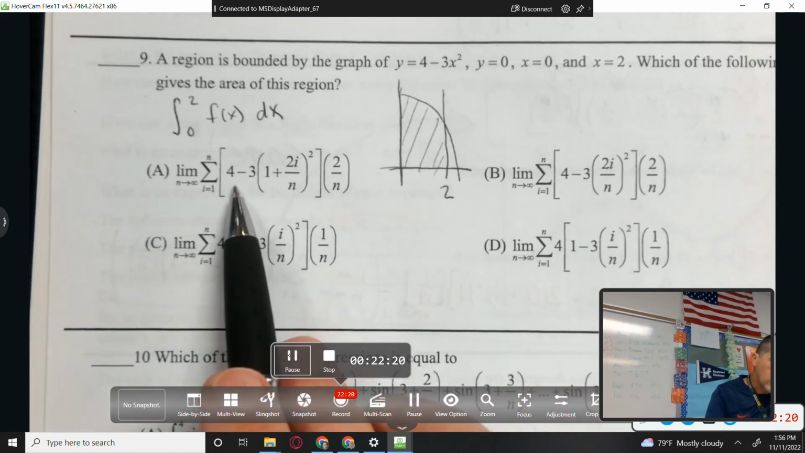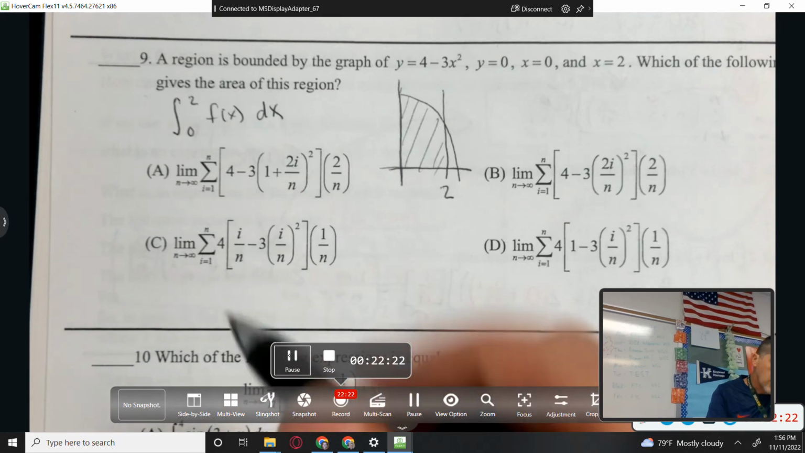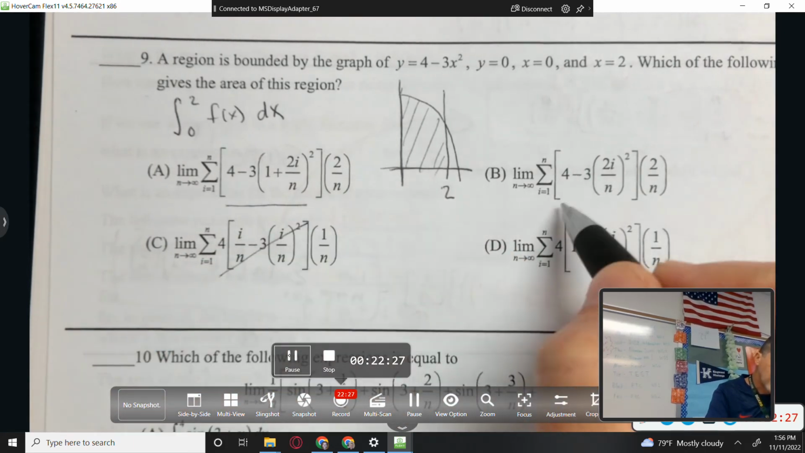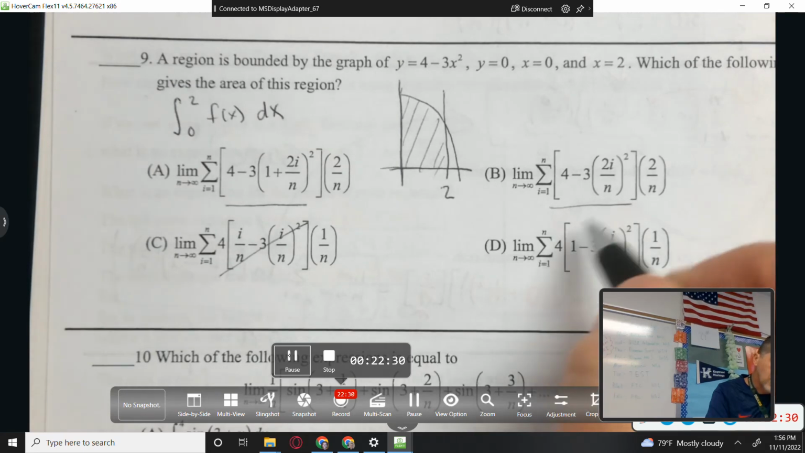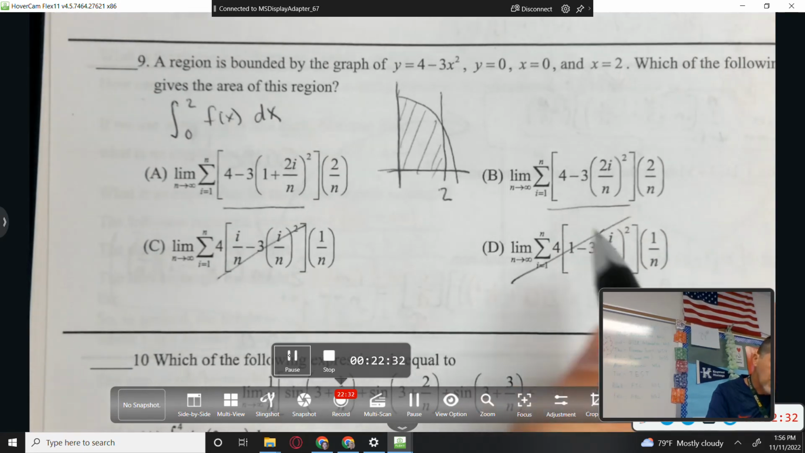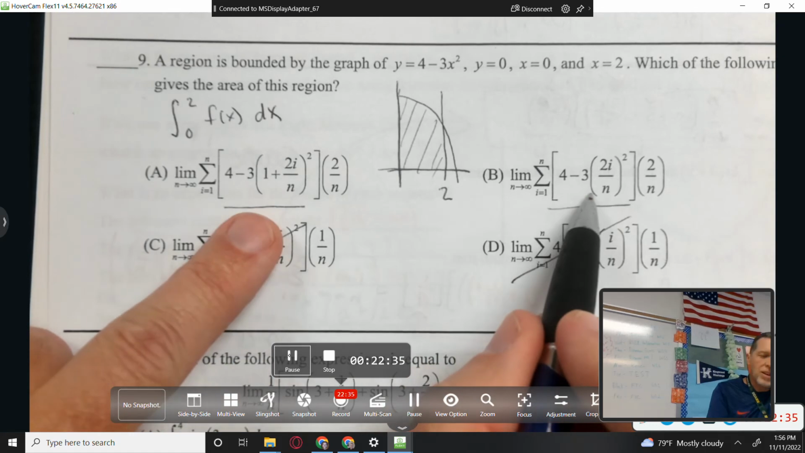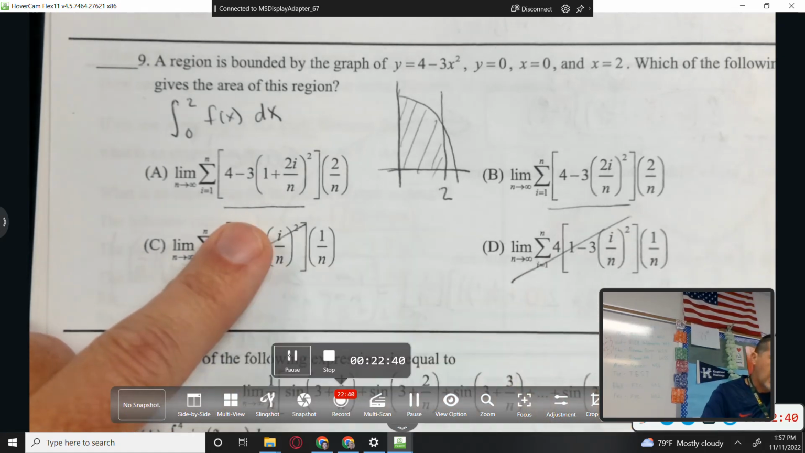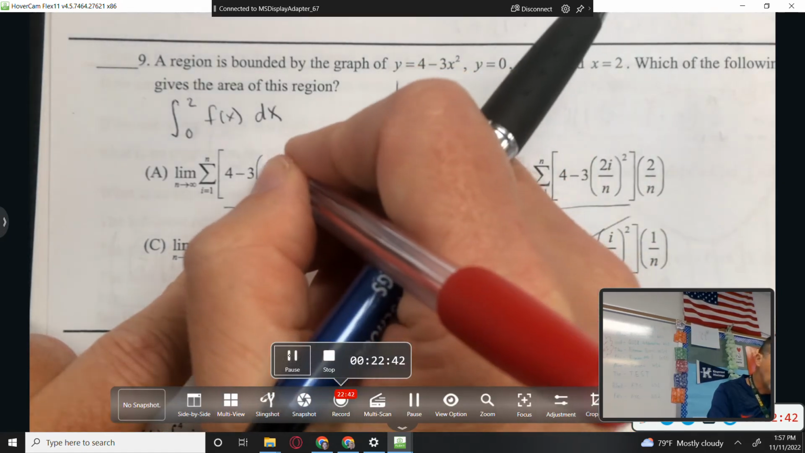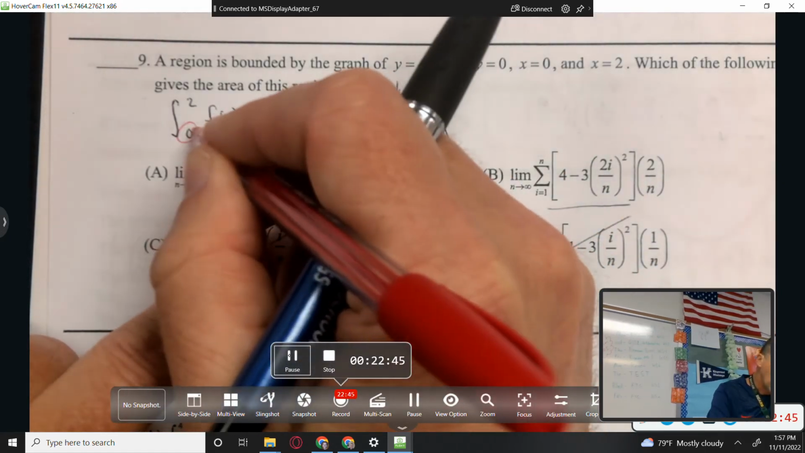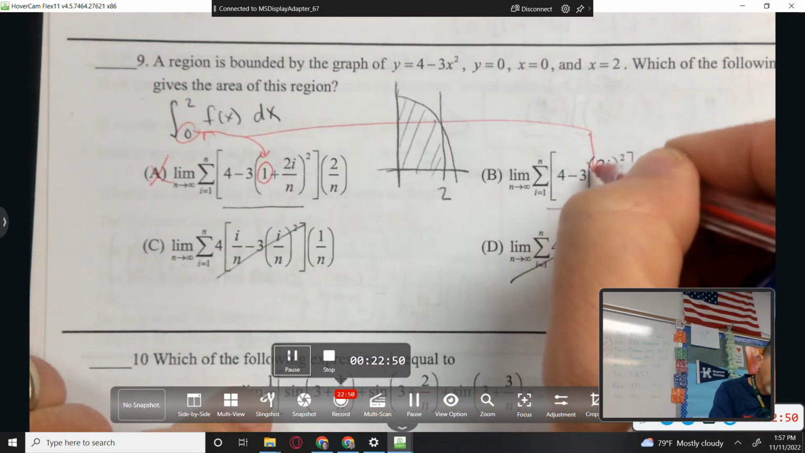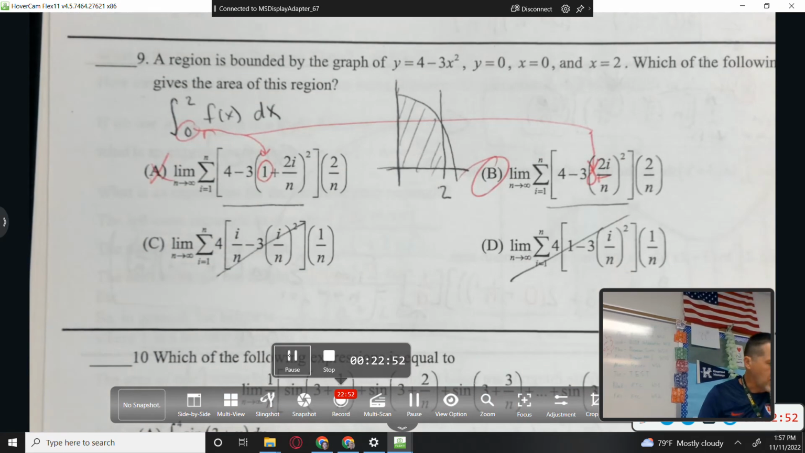So 4, that doesn't look right. 4 minus 3, this looks good. This one still looks good. I don't like the 4 out front. Which one do you think between A and B? A looks like it's starting at 1. But that's not right. It's not starting at 1. It needs to start at 0, which is a little weird because there's not a 0 there. But I think my answer choice is B. Yeah.